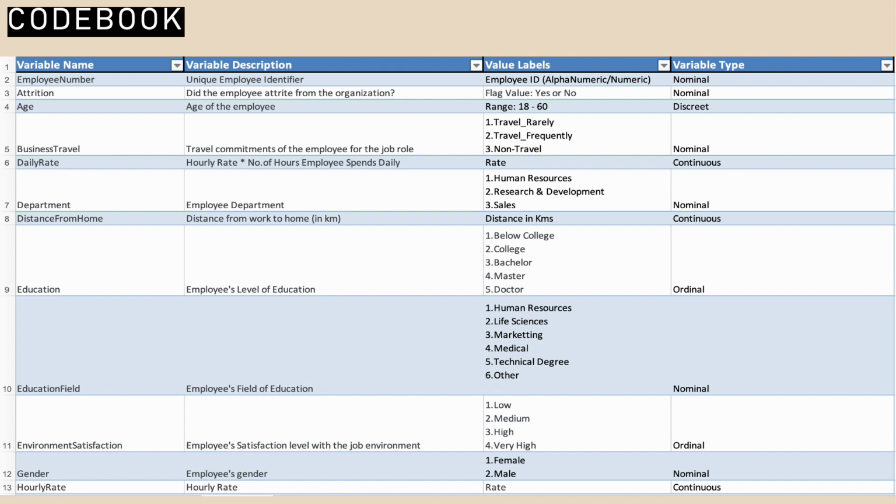So here you can see the codebook for the HR dataset which I've designed. It has variable name, variable description, value labels, and variable type. The first one is employee number, which is a unique employee identifier. In any organization, it's usually the employee ID, which can be populated with alphanumeric and numeric values, and it belongs to the nominal variable type.